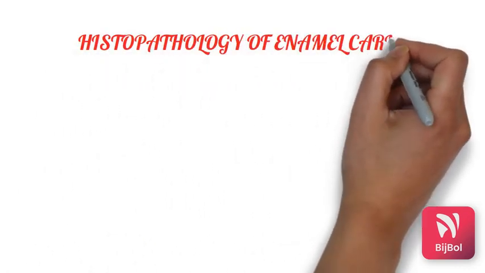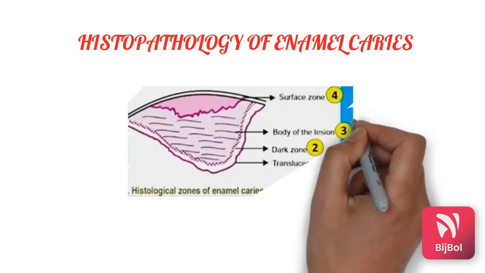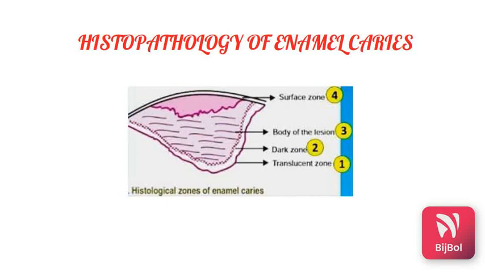Now we'll learn about the histopathology of enamel caries. It has four zones. The first and the deepest zone would be the translucent zone, as it represents the advancing front of the enamel caries due to the demineralization, which creates a structureless appearance on the enamel. Next would be the dark zone, which lies deeper to the body of the lesion, representing some remineralization. Whereas the body of the lesion is the largest portion of the enamel, which is poorly mineralized, occurring along the striae of Retzius and interprismatic lines.